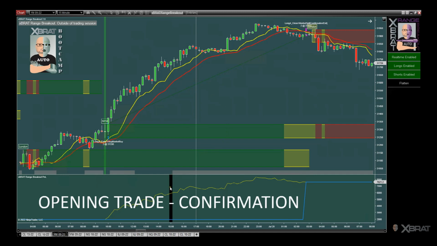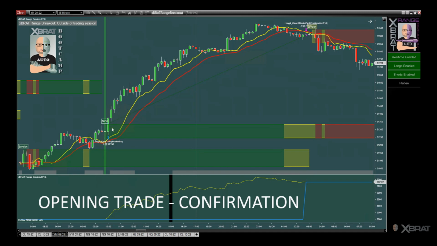See also down on the P&L subchart, we get the black vertical line. That's when we reset the profit. But again, we're already in this trade, so the profit doesn't reset because we're still in there. So we go through actually the close of that session.